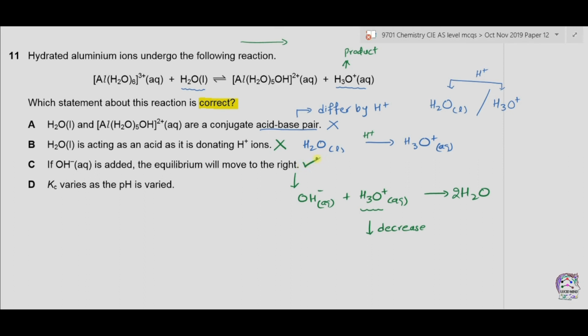This is correct. D. Kc varies as the pH is varied. Kc represents the equilibrium constant expression, and we know that Kc only changes with the change in temperature. It is not affected by pH or pressure or concentration. So therefore the correct option is C.